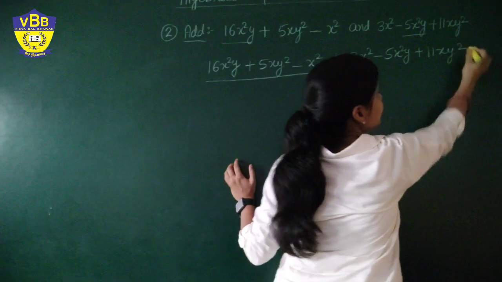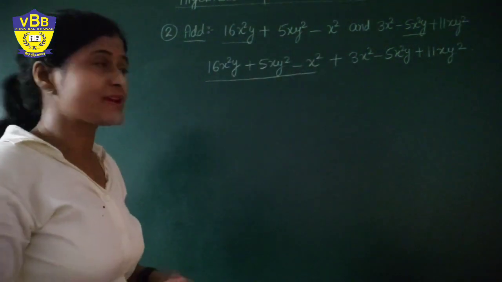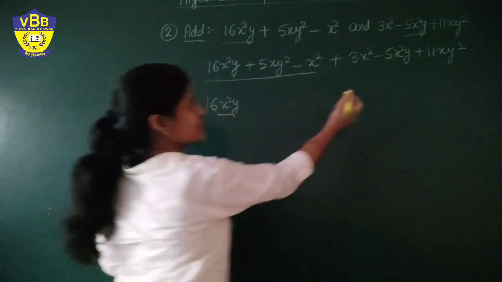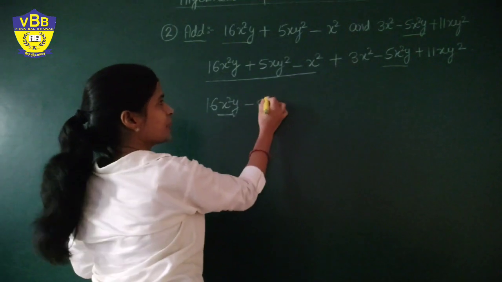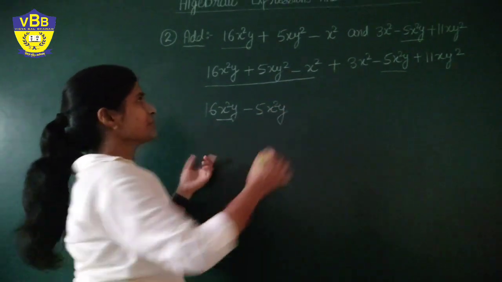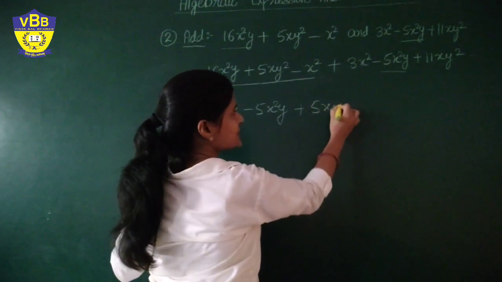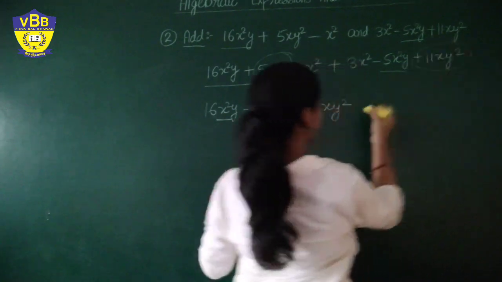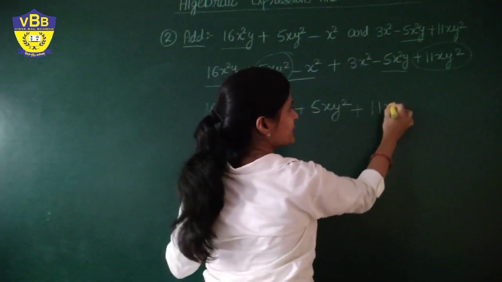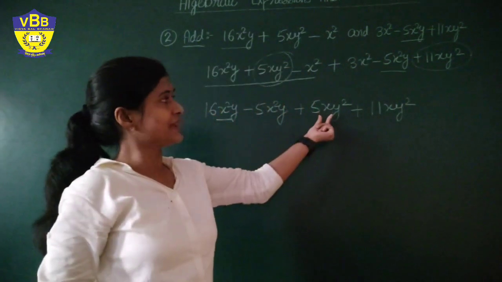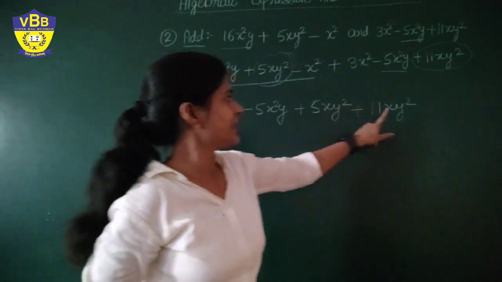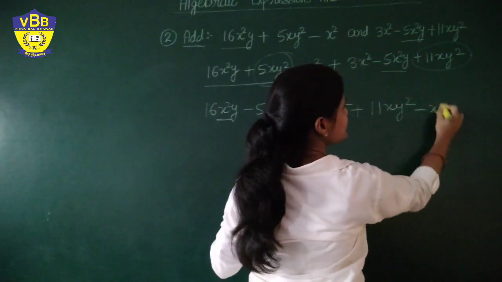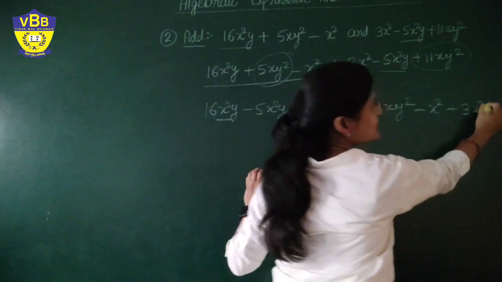Now think about the like terms. What is your like term? For 16x^2y, the like term is 5x^2y. Then for 5xy^2, the like term is 11xy^2. Why are they like terms? Because they have the same variables, x and y^2, with the same powers. Then we write x^2 together with 3x^2.